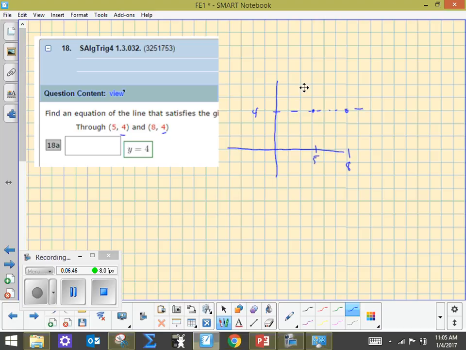Well, horizontal lines are in the form of y equals, and then whatever value they cross through on the y-axis. So in this case, y equals 4. Okay, so much easier to do it that way than to do slope and all that kind of stuff. You can find out slope here to be 0, plug in the y minus y1 equals m times x minus x1. You'll still get y equals 4, but that's just a little bit more efficient.